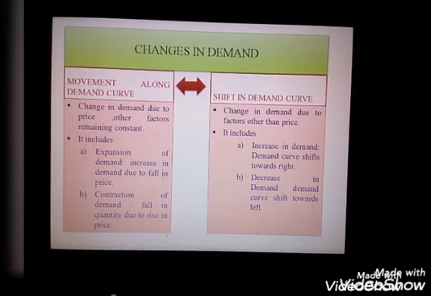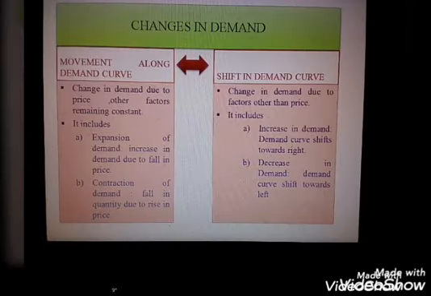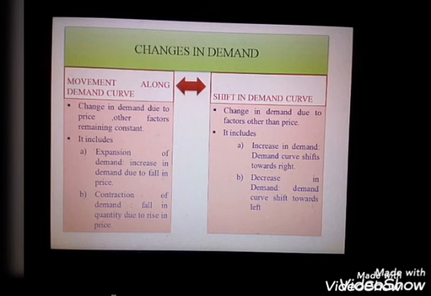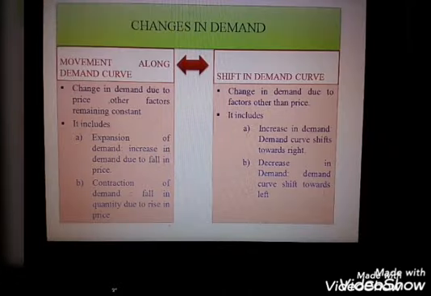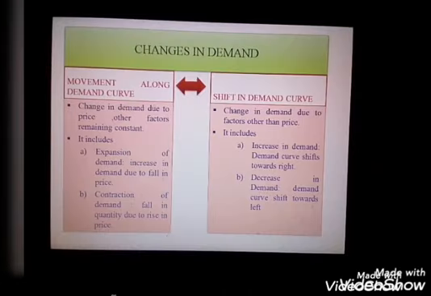Changes in demand. It includes two parts: movement along the demand curve and shift in the demand curve. So let us first see what is movement along the demand curve. Change in demand due to price alone, other factors remaining constant, we call it movement along the demand curve. It includes expansion of demand and contraction of demand.